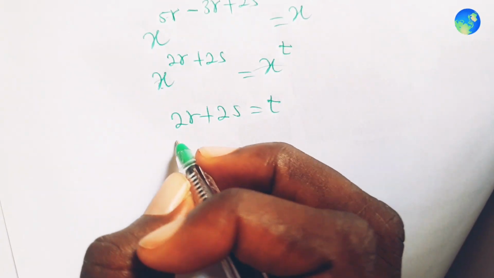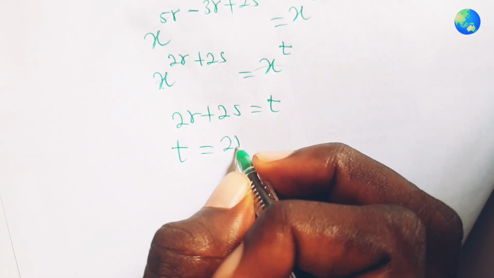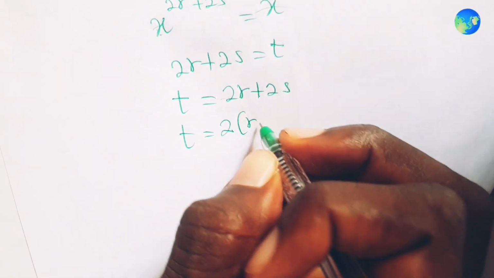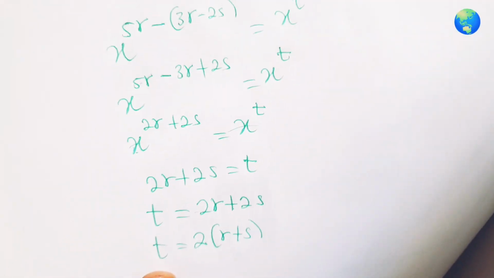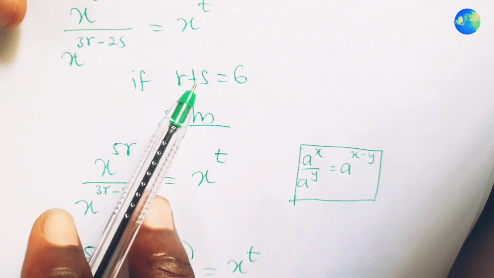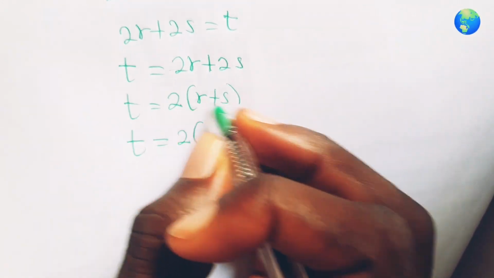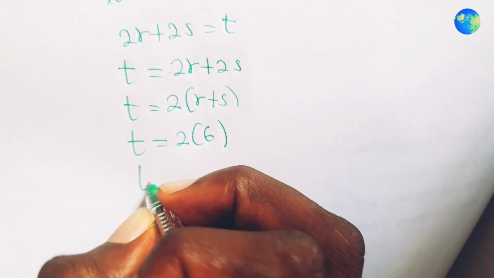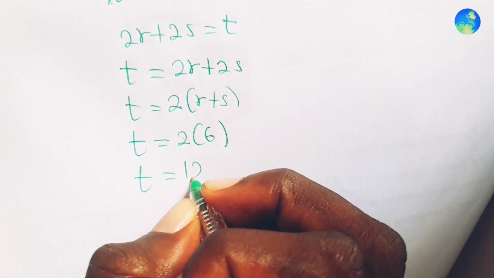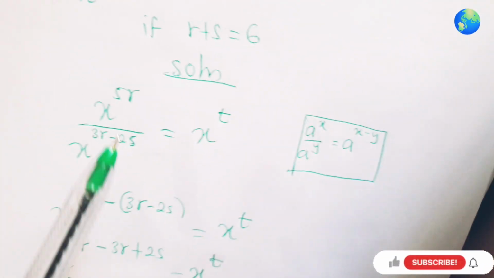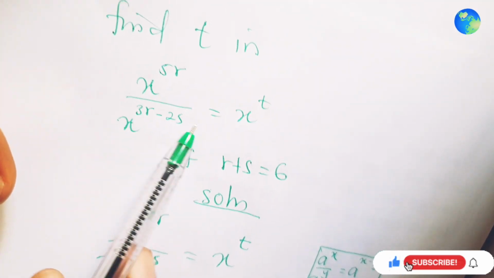Let me write it from this side. 2r plus 2s. So t is equal to, 2 is common, so I have 2 into r plus s. But they said r plus s is equal to 6. That means I can substitute 6 for r plus s. That means t is equal to 2 times r plus s. I'll substitute 6. That means t is equal to 2 times 6, 12. That means t is equal to 12 is the solution to what the question said we should calculate here.